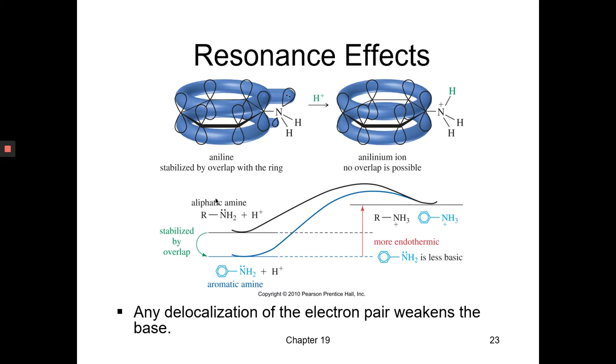Okay, what about resonance effects? In the case of aniline, the lone pair on the nitrogen donates electrons into the ring, so we have a number of resonance structures that can take place. This actually weakens the basicity because the nitrogen is less able to donate its lone pair to a proton. It's because it's also donating it into the ring.